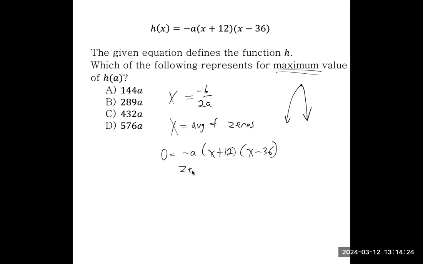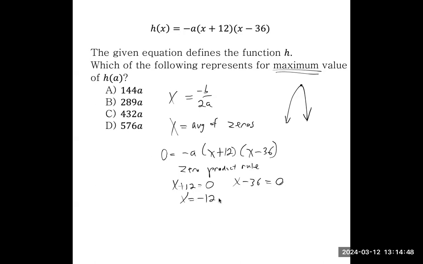Now we have the zero product rule. The zero product rule says that if those two parentheses multiply together and give you a 0, then that must mean that one of them is 0. So you set each independent one equal to 0, and you get your two values.